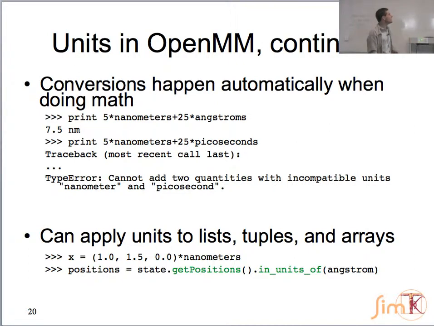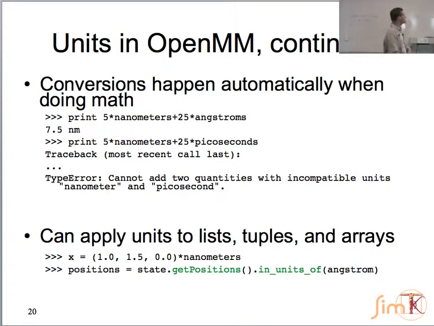You might try to get it to do something nonsensical. 5 nanometers plus 25 picoseconds. How do you add nanometers to picoseconds? Well, if your code didn't have units, it would just say, oh, 5 plus 25, that's 30, no problem. OpenMM won't let you do it. It will say, TypeError: cannot add two quantities with incompatible units, nanometer and picoseconds. This is another place it will save you from making mistakes.